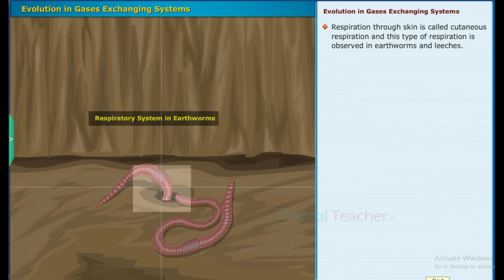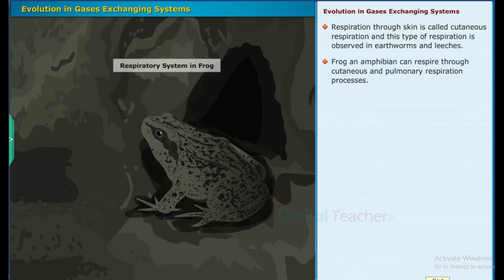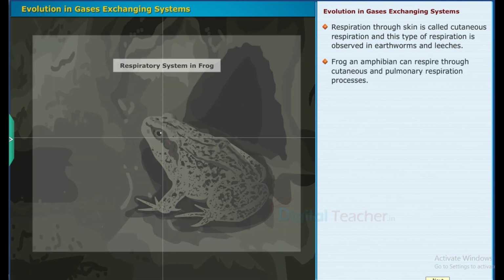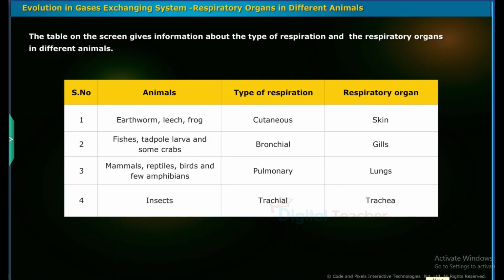Respiration through skin is called cutaneous respiration, and this type of respiration is observed in earthworms and leeches. The frog, an amphibian, can respire through cutaneous and pulmonary respiration processes. The table on the screen gives information about the type of respiration and the respiratory organs in different animals.